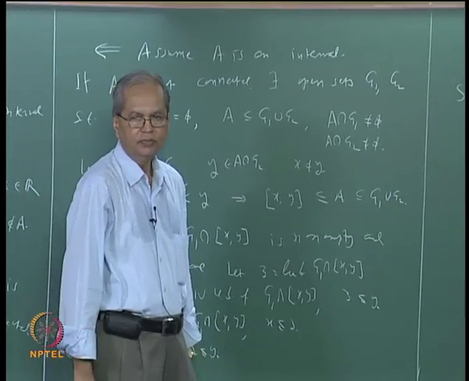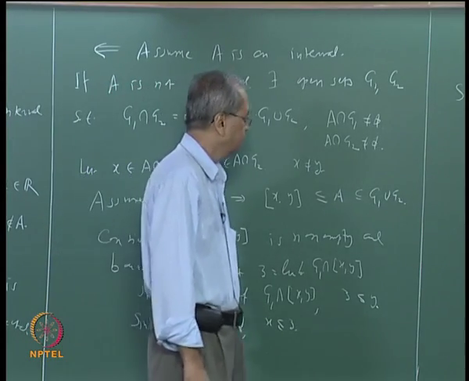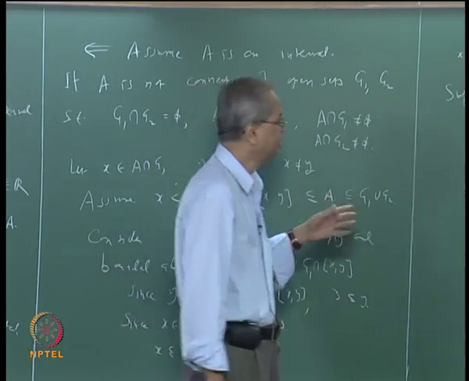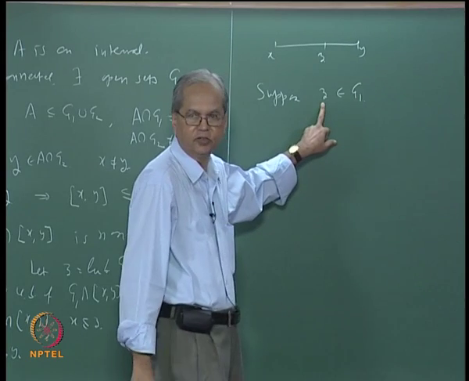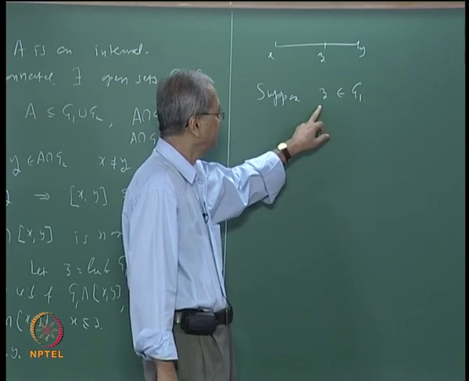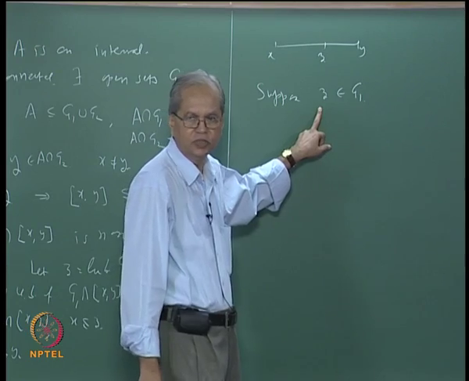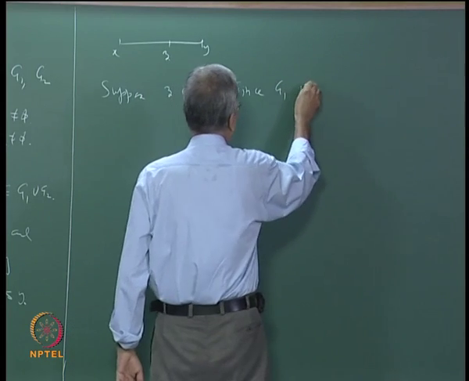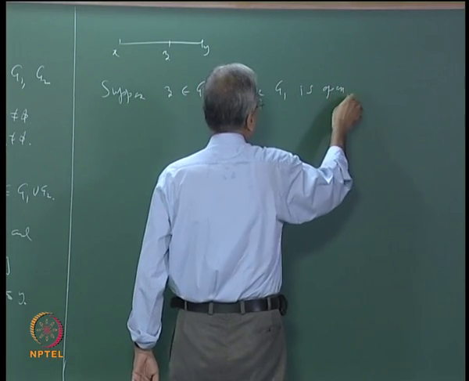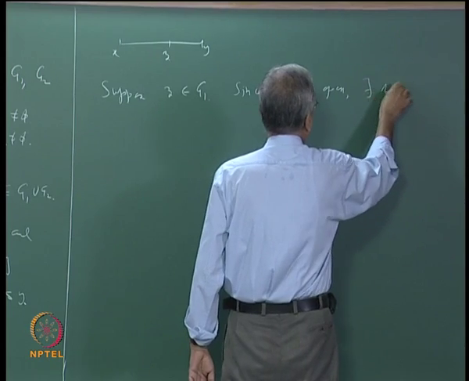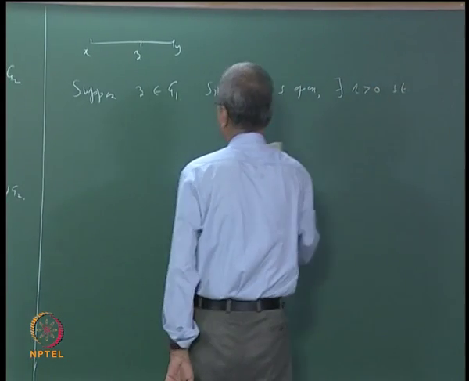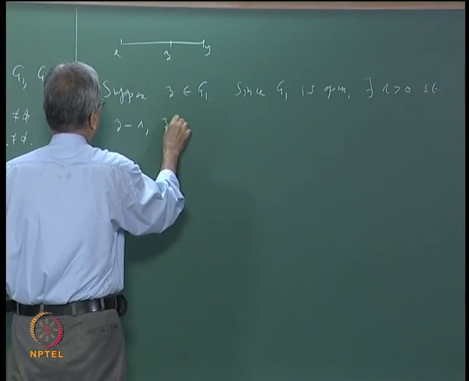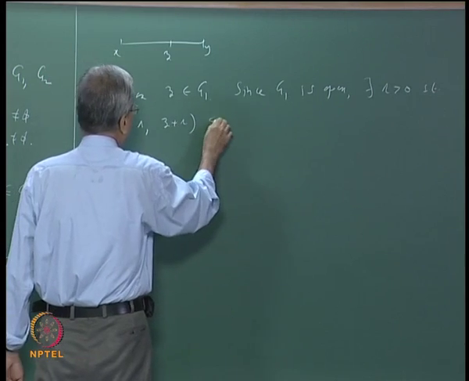Then G1 is an open set, so it must contain an open ball with center at Z, and on the real line open balls are nothing but open intervals. So since G1 is open, there exists R bigger than 0 such that the interval Z minus R to Z plus R is completely contained in G1.